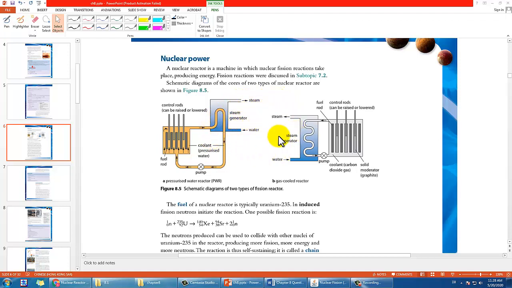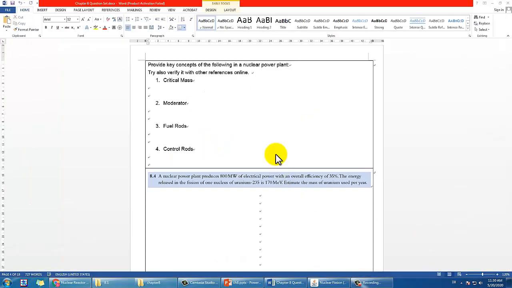The turbine will be driven in the form of kinetic energy, and that energy will be turned into electrical energy, just like you learned in chapter 5. So for now, I would like to give you some time to find out the definition of these 4 things.